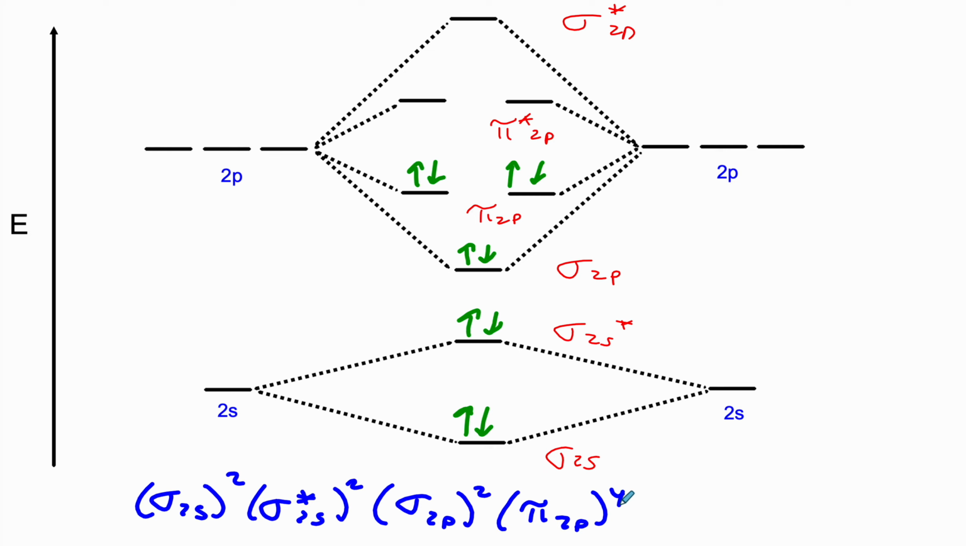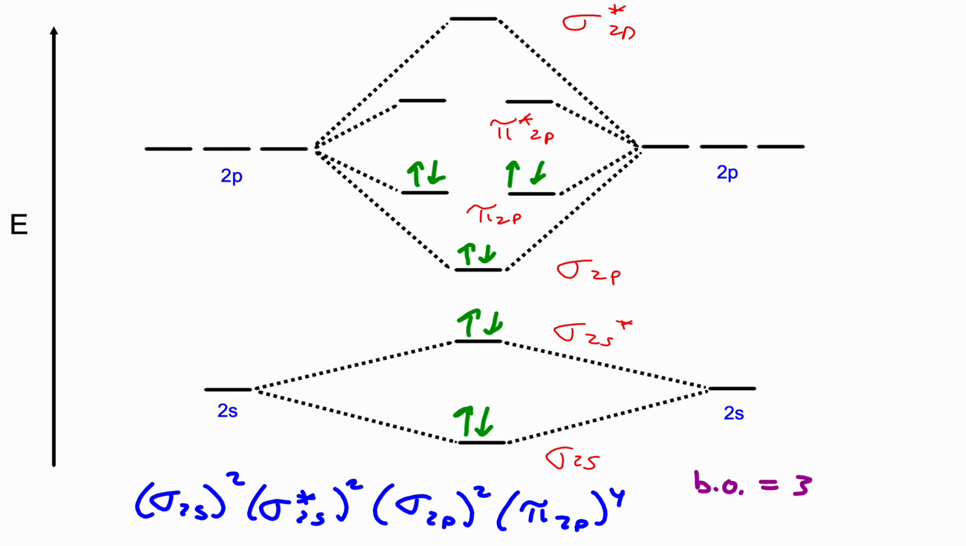If you calculate the bond order, you will see that that gives you a bond order of 3. Okay? We've got a total of 2, 4, 6, 8 electrons in bonding molecular orbitals. We subtract 2 electrons in antibonding molecular orbitals to give us 6. Divide that by 2, and that gives us 3.